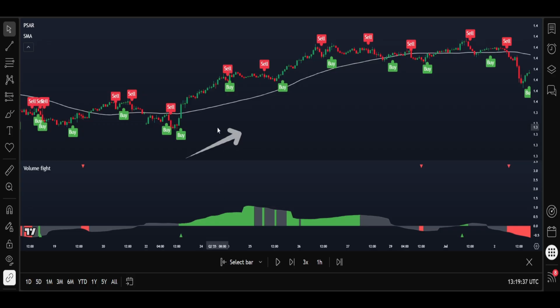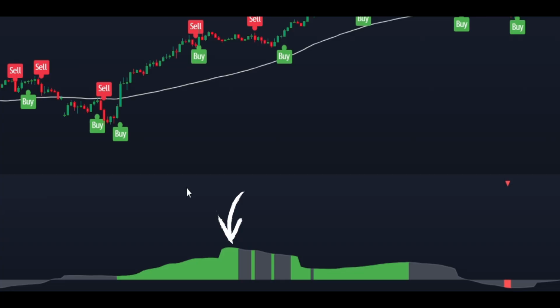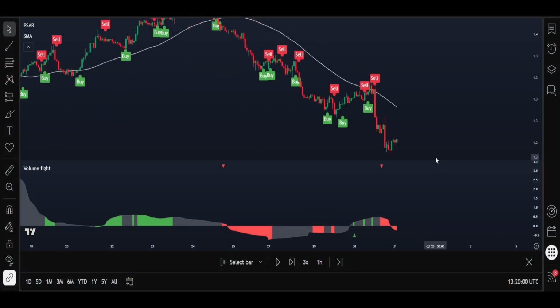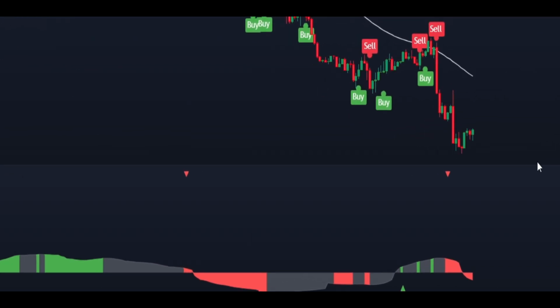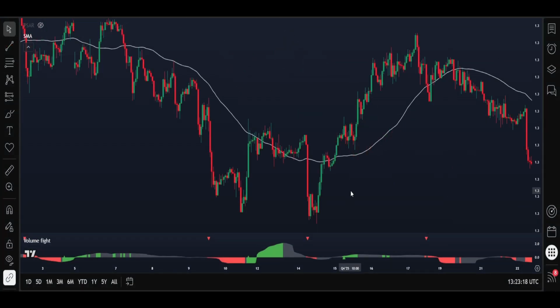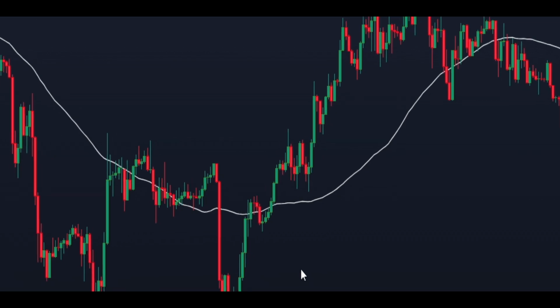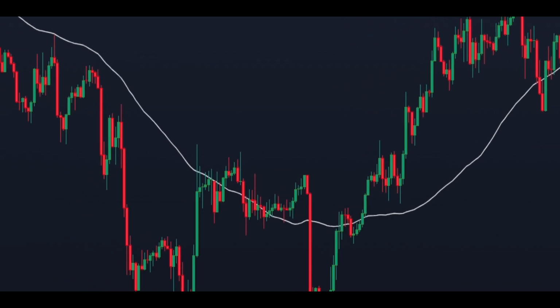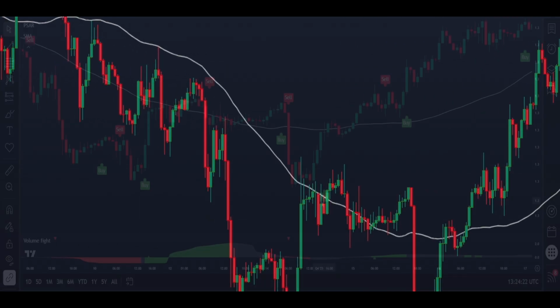Final recap. Volume Fight is the participation gate. Go long only when dominance is green and above 0, and not in a gray zone. Go short only when dominance is red and below 0, and not in a gray zone. The 60-period moving average is the trend filter. Above it, we only look long. Below it, we only look short.